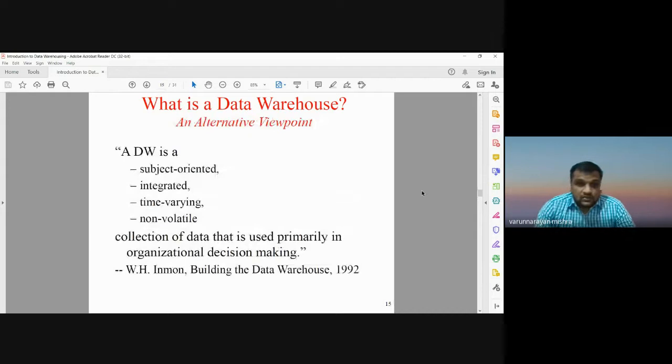So a data warehouse is a subject-oriented approach. It's an integrated approach. It may vary from time to time, and it's a non-volatile approach. It's a collection of information coming from various sources that is used primarily in organizational decision making.